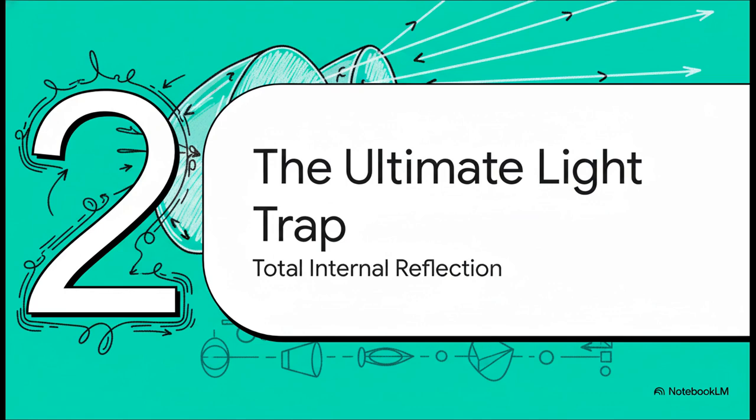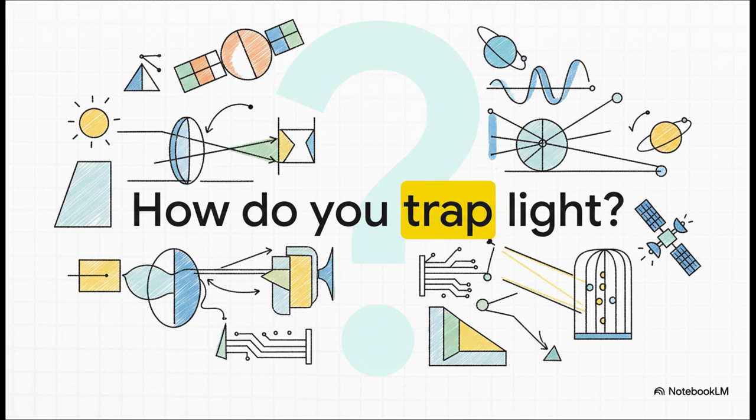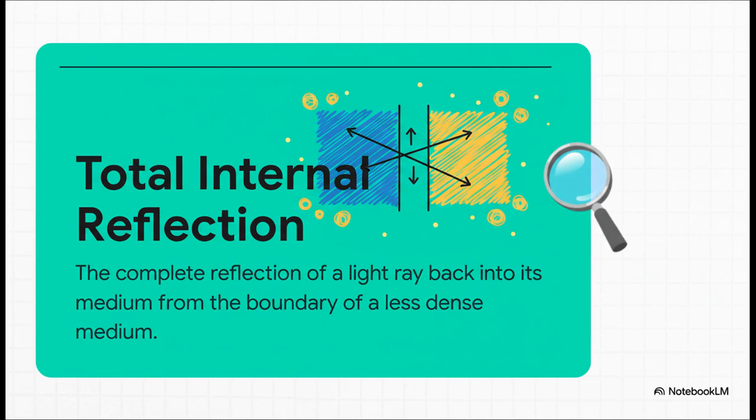Okay, so we know light can be reflected, it can be bent, but what if we could use those same rules to do something really amazing? Not just redirect light, but trap it completely. I know, it sounds like something straight out of science fiction, right? But physics has this incredibly elegant answer that doesn't just exist. It actually powers our modern world. So what is this crazy effect?